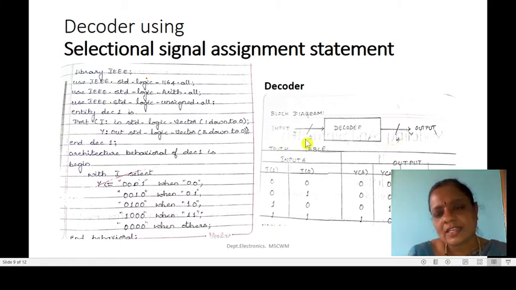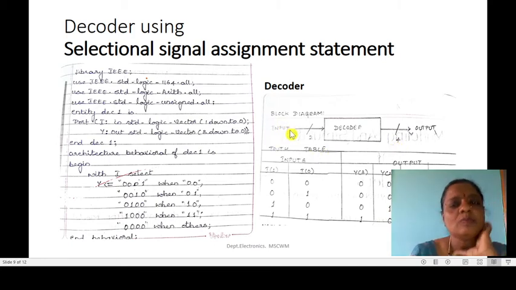Here you see the block diagram I have sent. This line shows it has more than one input, and this line shows more than one output. So this is the block diagram for the decoder, and this is the truth table for the decoder. Now let us write one VHDL program, using the selected signal assignment statement.